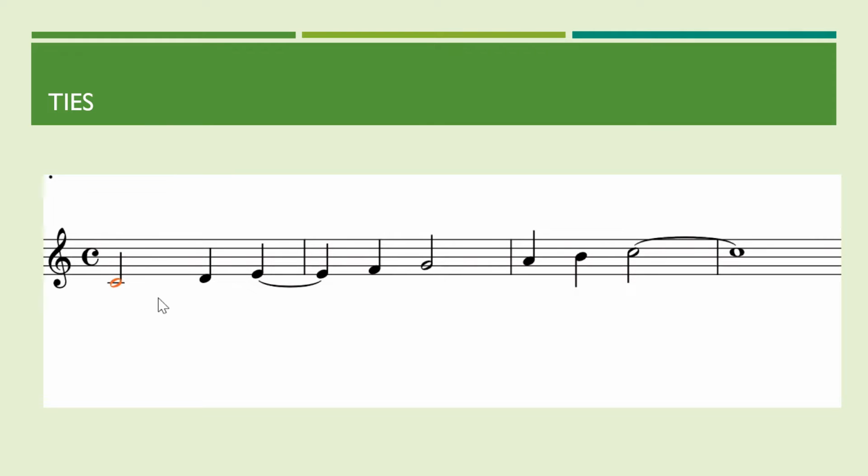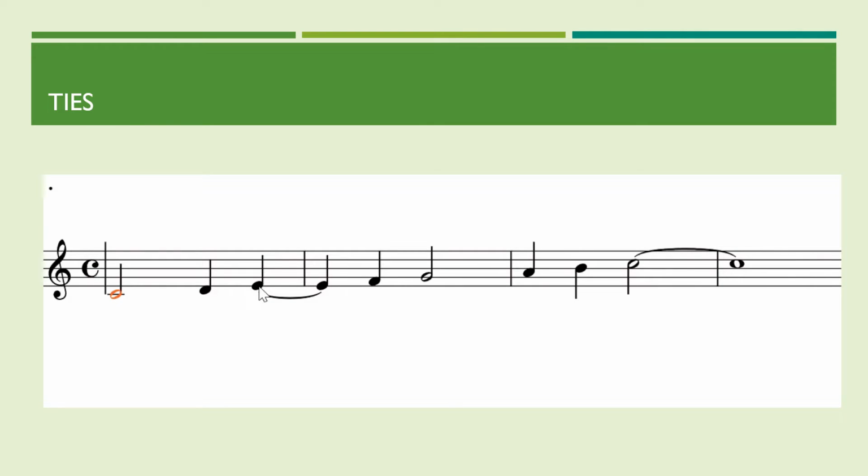Now, you may have noticed that this third note here, E, was held for 2 beats. And the last note, C, was held for 6 beats. That's because even though this E is a quarter note, it has been tied, that's what this arc is, to the following E. So when we sing or play this E, instead of holding it for 1 beat, we hold it for 1 beat plus another beat, so it ends up being 2 beats long. We add the value of the tied notes together.